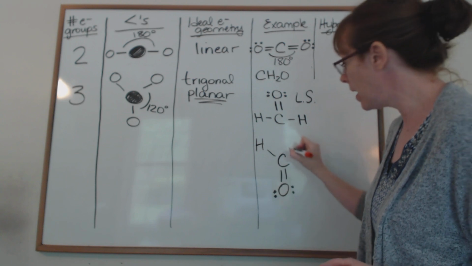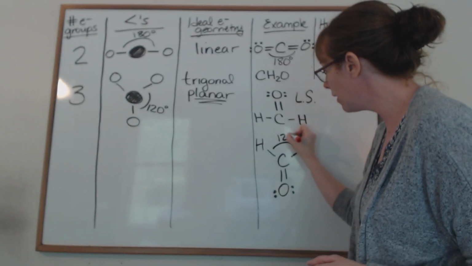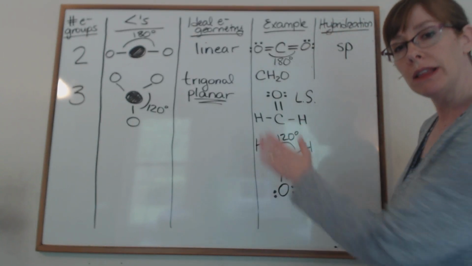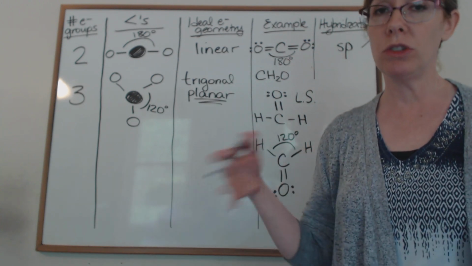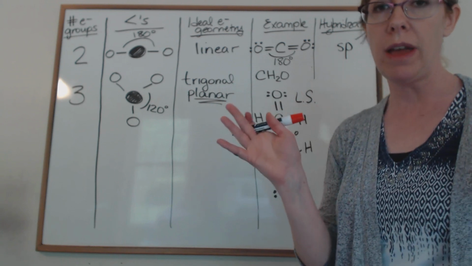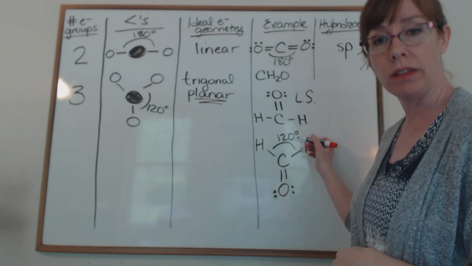And it becomes the VSEPR model the minute I label the angle, 120. Without the angle labeled, it's not a VSEPR model because you're asking people to just take your word for your art and know the angle. You've got to have the angle on the VSEPR model.